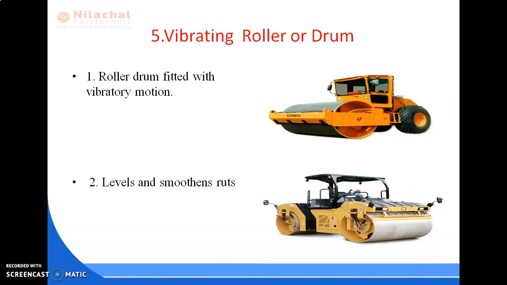Number 5, vibrating roller or drum, like this. Here the roller drum is fitted with vibratory motion, and it levels and smoothens roads.